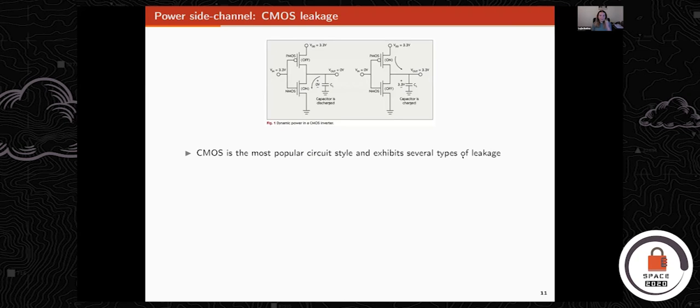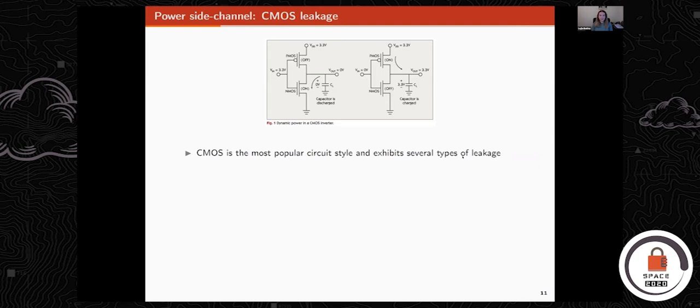So, moving to power side channel. I want to say a few words on the concepts: why leakage, where does it come from, and how do we get to exploit it. Basically it boils down to the fact that CMOS is the main circuit style present in chips, and the CMOS inverter is the main building block in all those transistors.